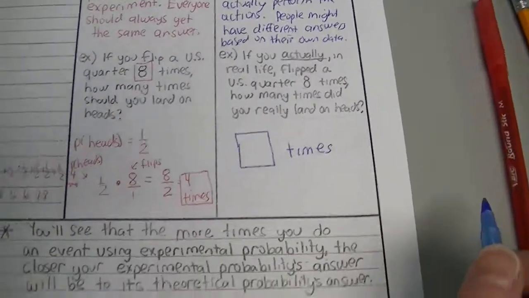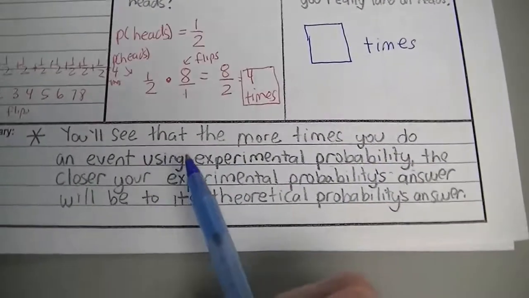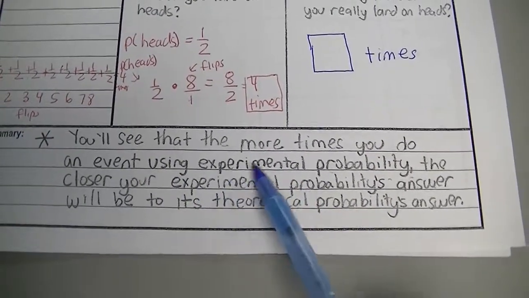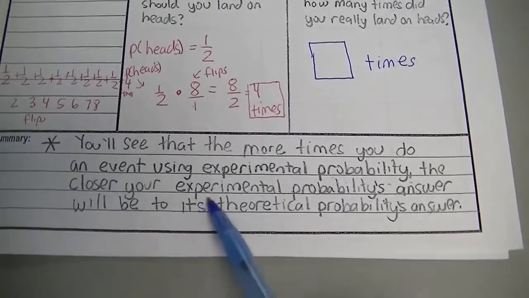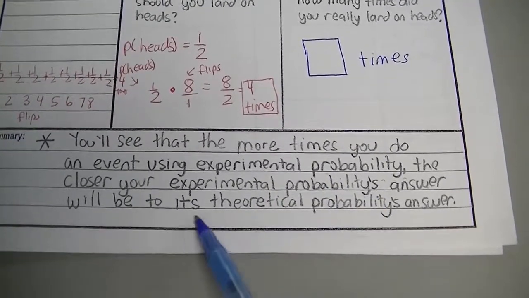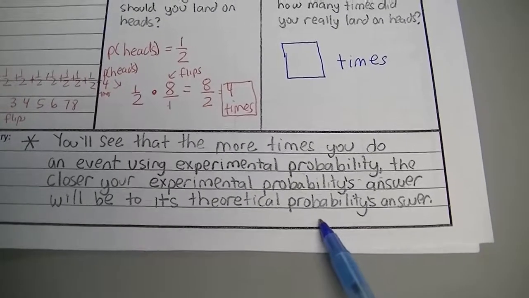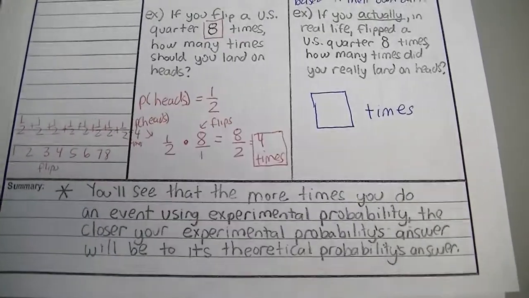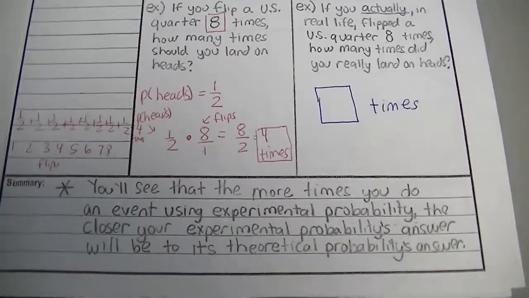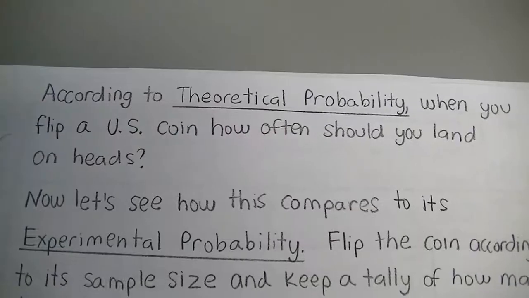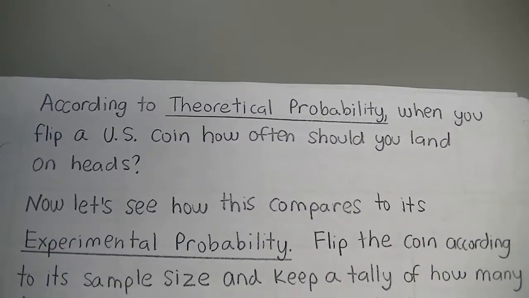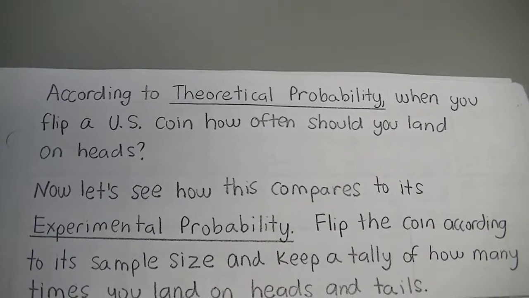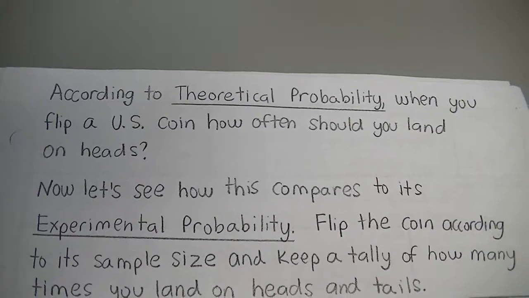So down here, you'll see, what you're going to notice is you'll see that the more times you do an event using experimental probability, the closer your experimental probability's answer will be to its theoretical probability's answer, okay? If that doesn't make any sense right now, we're going to revisit that statement in the pages to come. So according to theoretical probability, you know, when you don't act it out, when it's just the math, when you flip a US coin, how often should you land on heads?